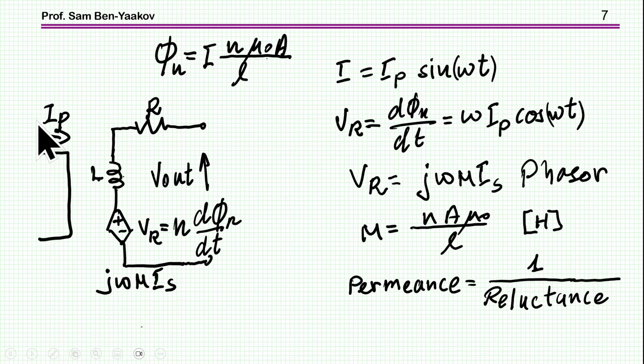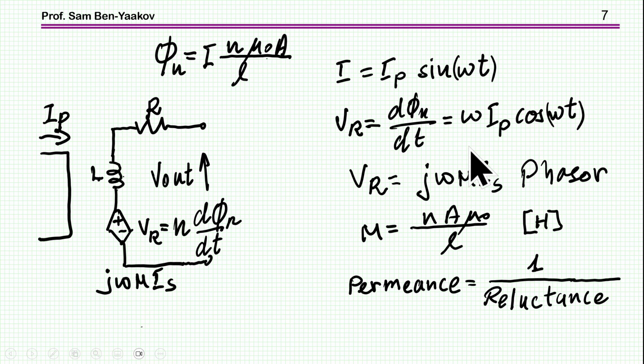Now, if the measured current is sinusoidal, then the voltage expected here, the dependent voltage source, is dφ/dt. This already includes the number of loops in the coil. And then we find that the output voltage will be proportional to the frequency, because when you take the derivative, you have here omega. So the response goes up with frequency.